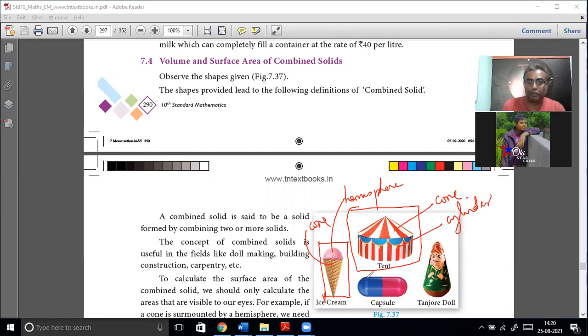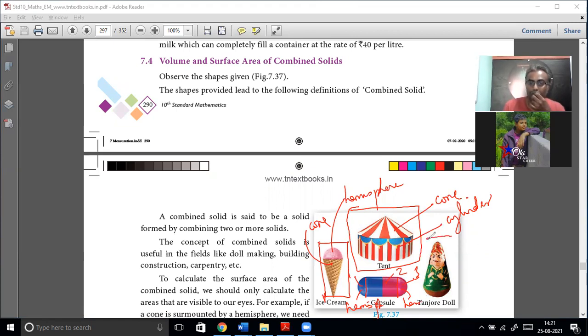Okay. Now in this capsule, what is the thing? There are three things here. 1, 2, 3. What is that? Center is the cylinder, sir. Very good. This is the hemisphere. Side one, hemisphere. That side? Hemisphere. Another hemisphere, yes. Two hemispheres.